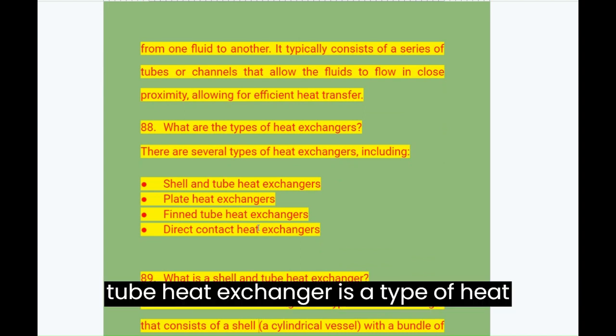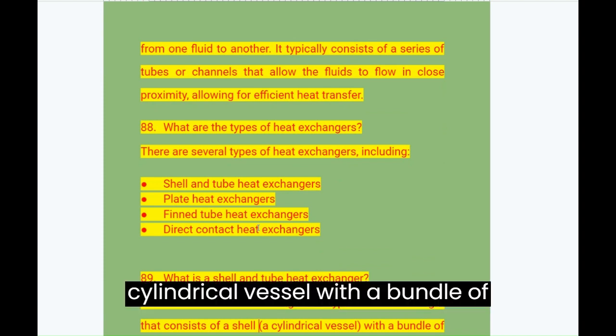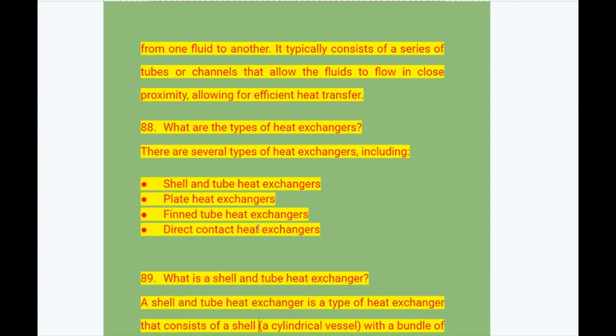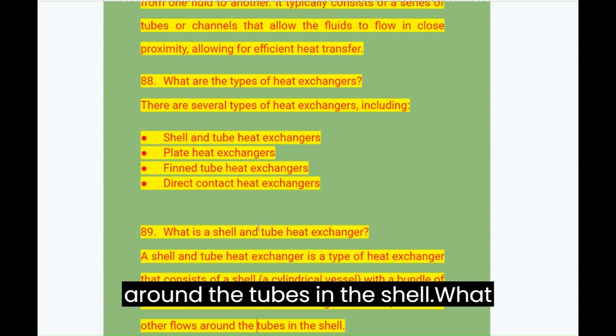What is a shell and tube heat exchanger? A shell and tube heat exchanger is a type of heat exchanger that consists of a shell, a cylindrical vessel, with a bundle of tubes inside. One fluid flows through the tubes, while the other flows around the tubes in the shell.